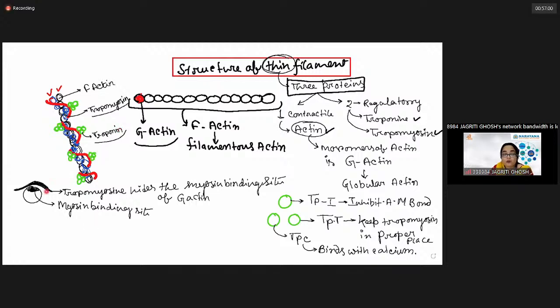The function of tropomyosin is to hide the myosin binding site of G-actin. Now, what is troponin? Troponin has 3 units: troponin I, troponin T, troponin C. Troponin I inhibits actin myosin bond just like tropomyosin. Troponin T keeps the tropomyosin in proper place, and troponin C binds with calcium. That's all for today.